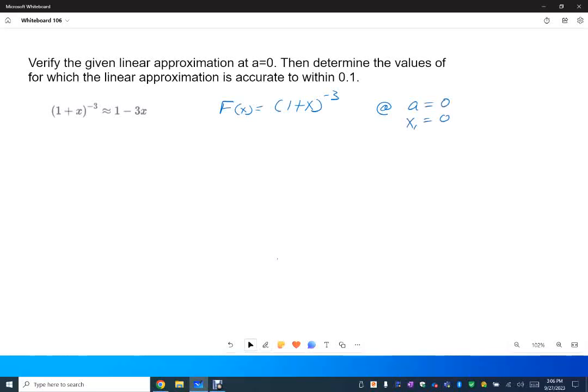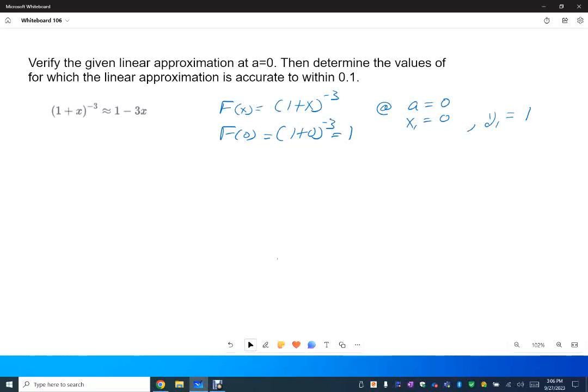First thing I'm going to do is find f of 0 using my formula. And of course, f of 0 is just 1 plus 0 to the negative 3, which is 1. So y1 is 1. So I've got a y-intercept now.